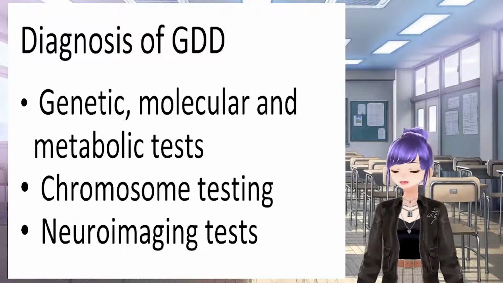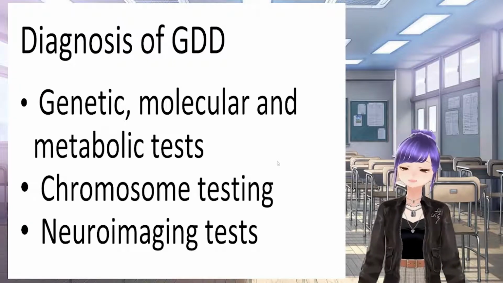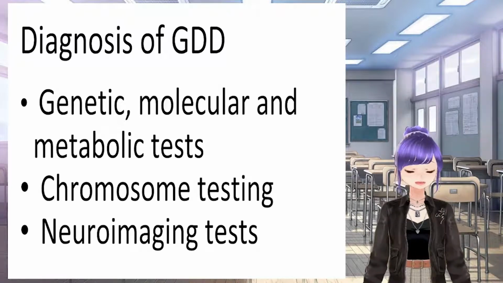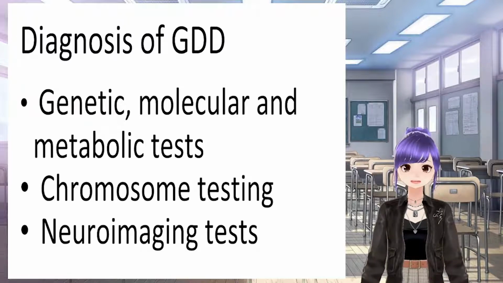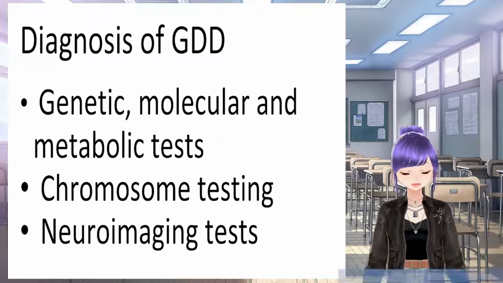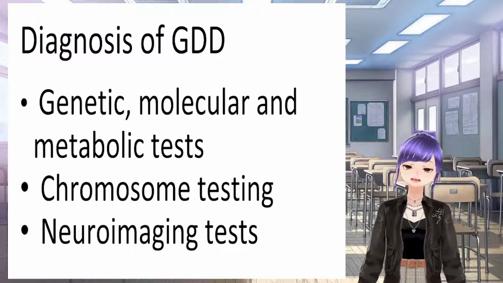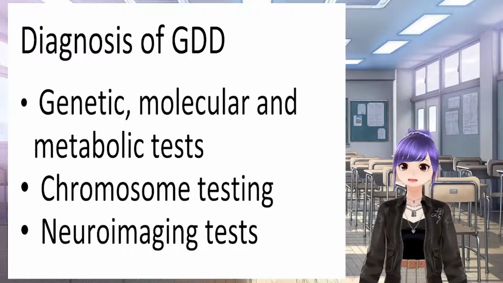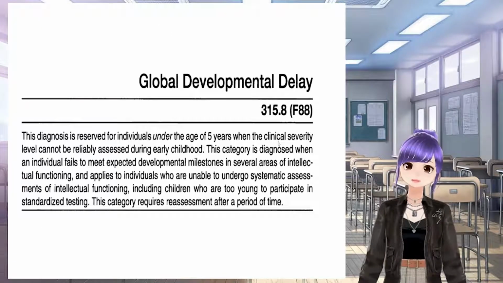The third one is through neuroimaging tests, such as CT and MRI, which can be conducted to evaluate any possible injury to the central nervous system and the brain. By looking at these detailed images, doctors can gain insight regarding some children with GDD. While MRI offers more detailed images, CT brain scans are faster to do and much cheaper for patients. So let's now go on to the diagnostic criteria for global developmental delay.